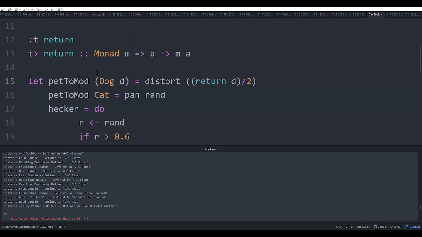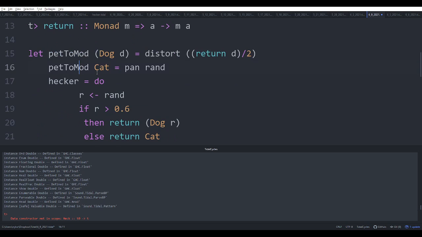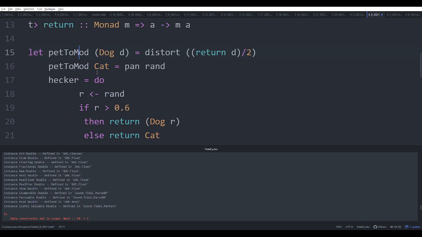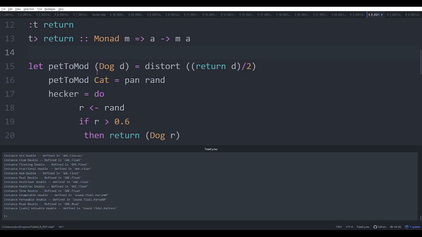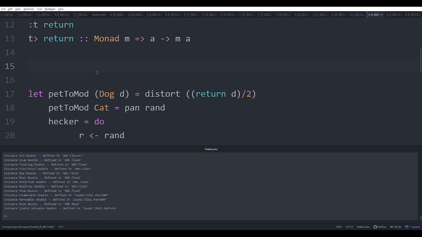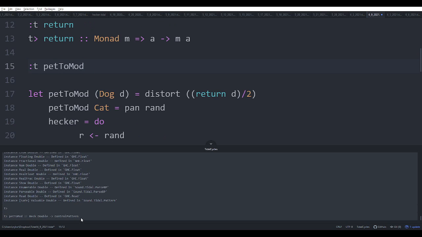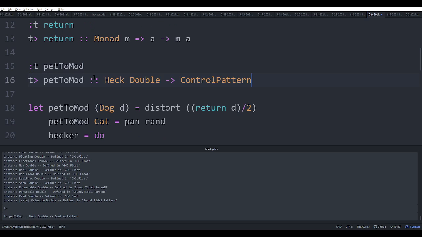But what this means is, now I believe this should infer the right type here. So yeah, this all inferred the right types. That's one of the nice things about Haskell. So if we check the type of this pet to mod function, what does it look like? Looks like this. It's a Hack of a double.